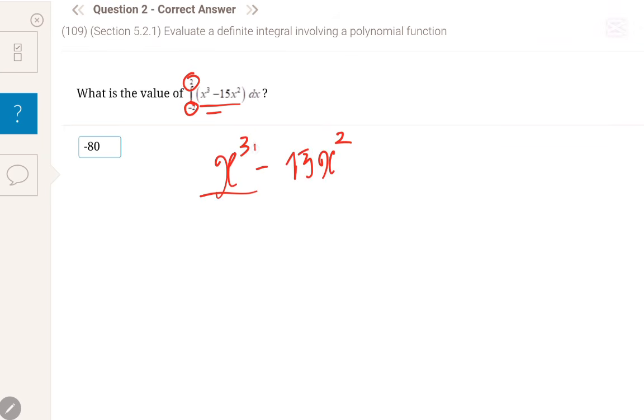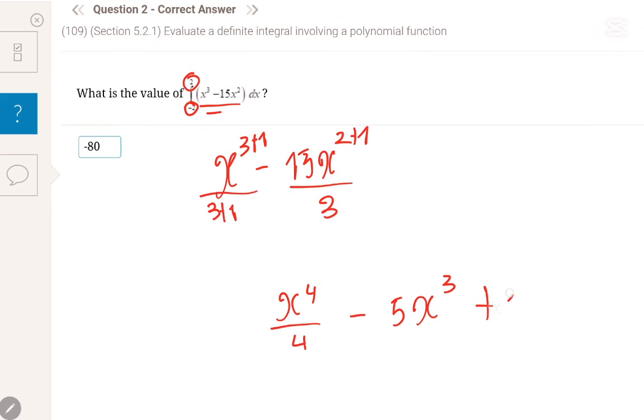Let's start. n plus 1 over n plus 1. Here, n plus 1 over n plus 1. So this becomes x to the power of 4 over 4, right? Minus 5, because this becomes 15 over 3. This is now 5x to the power of 3. You don't need to put plus c. In the written part, always put plus c. But on the computer, there's no need to put plus c. So if you have plus c or you don't have plus c while solving on the calculator, it's going to be the same, okay?